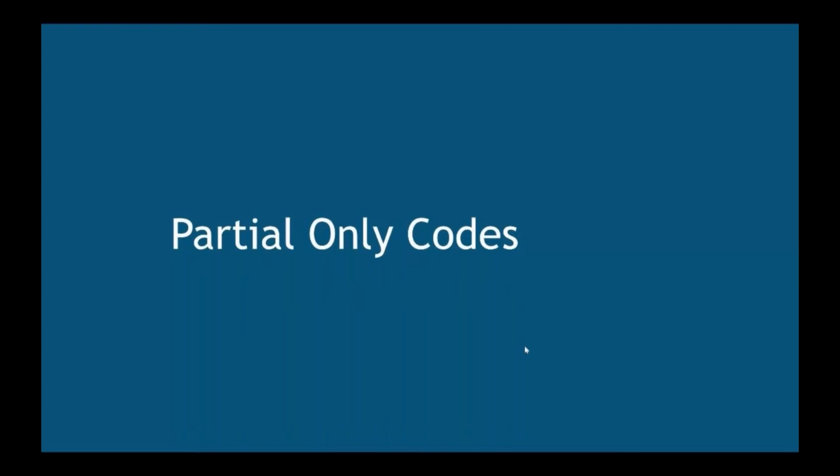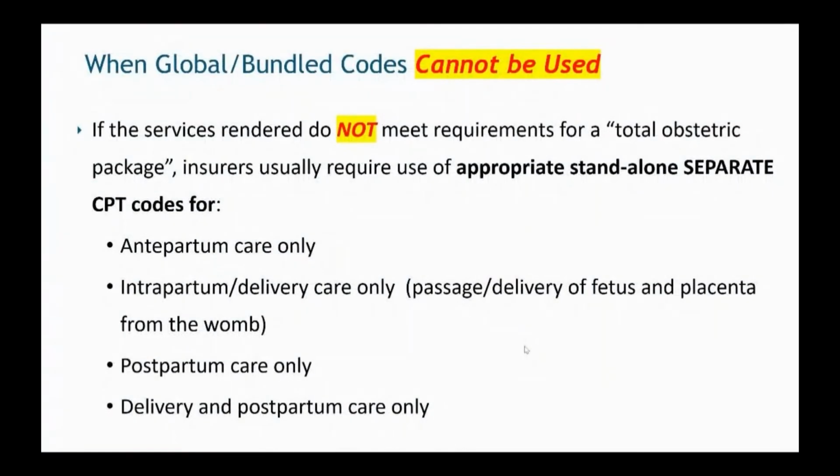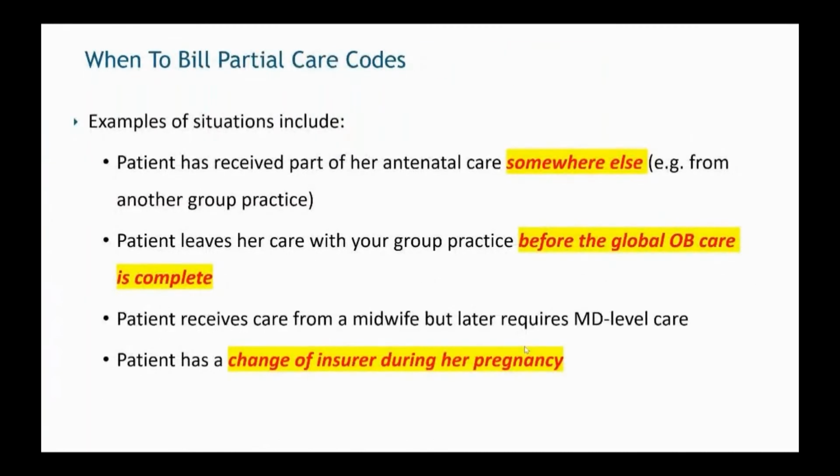Okay, so this is the introduction to partial only codes. When global codes cannot be used: if the services rendered do not meet the requirements for the total obstetric package, insurers are going to require the use of standalone separate CPT codes for antepartum care, intrapartum delivery care only, or postpartum care only, or delivery and postpartum care only. So those are all separate, right? Okay. So let's give examples of these situations.